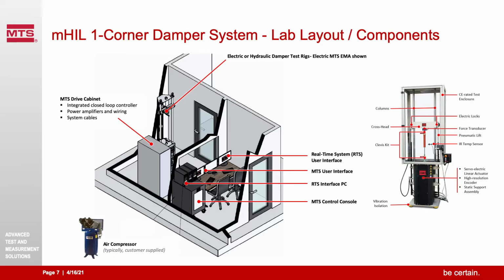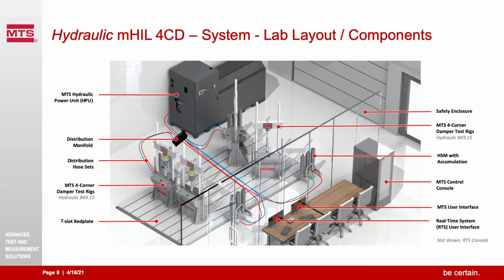MTS also has an mHIL 1-corner damper test system as shown here. In this case it has one EMA electric damper frame, but the infrastructure of the system is very similar. There's a drive cabinet with a drive amplifier for this electric actuator, power amplifiers, wiring and cables, user interface, real-time system interface, and the MTS control console, and peripheral devices like the air compressor. So overall, same architecture, just 1 corner versus 4 corners.